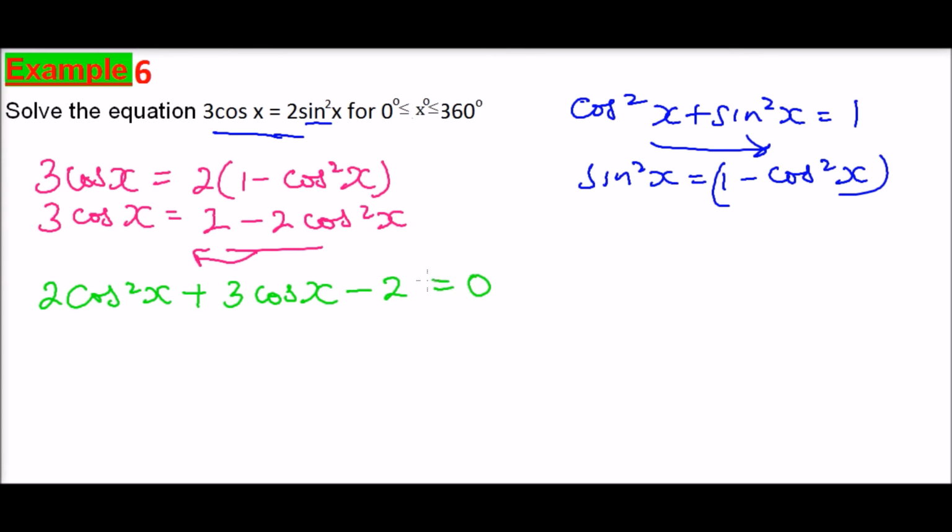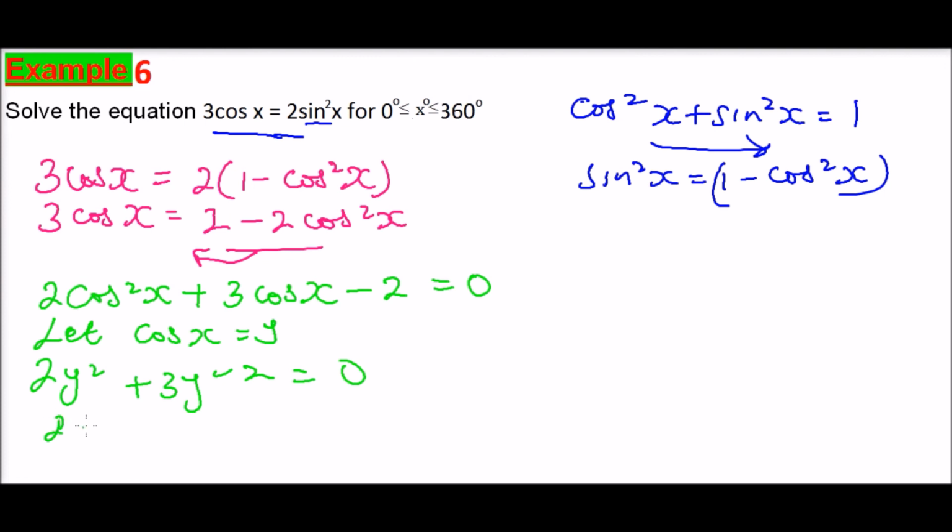This is a quadratic expression, and we can let cos x equal y, so we can write this as 2y squared plus 3y minus 2 is equal to 0. Then we can factorize this, and we'll get 2y minus 1. When you factorize, I'm not going to do that, you have done that in the earlier course.